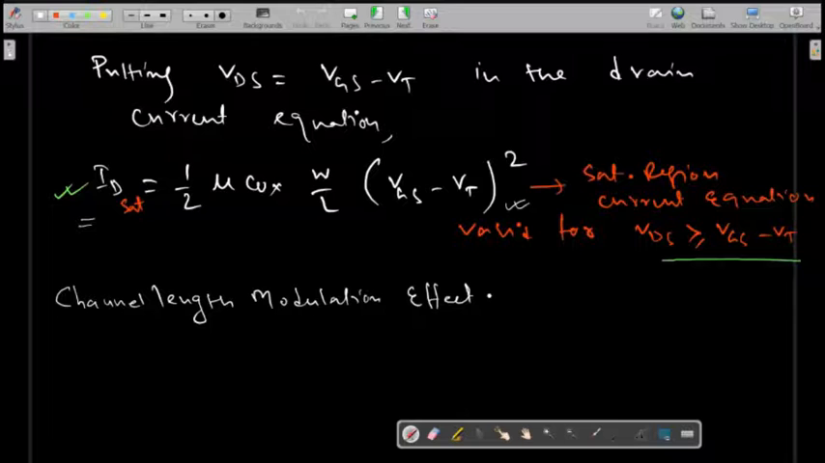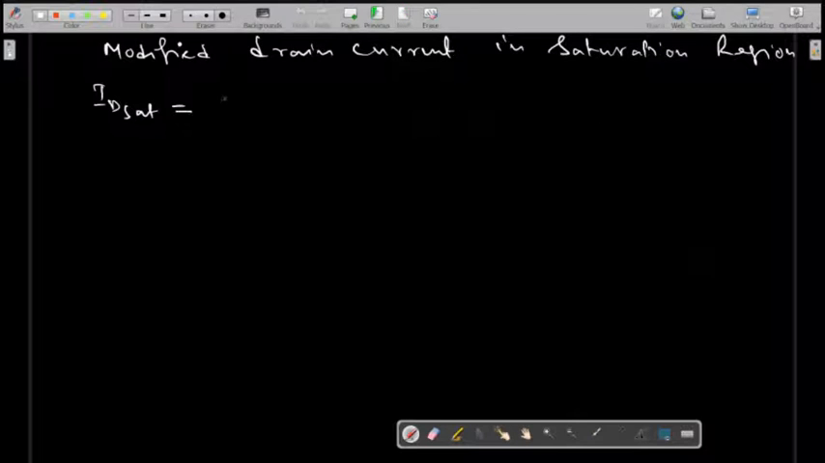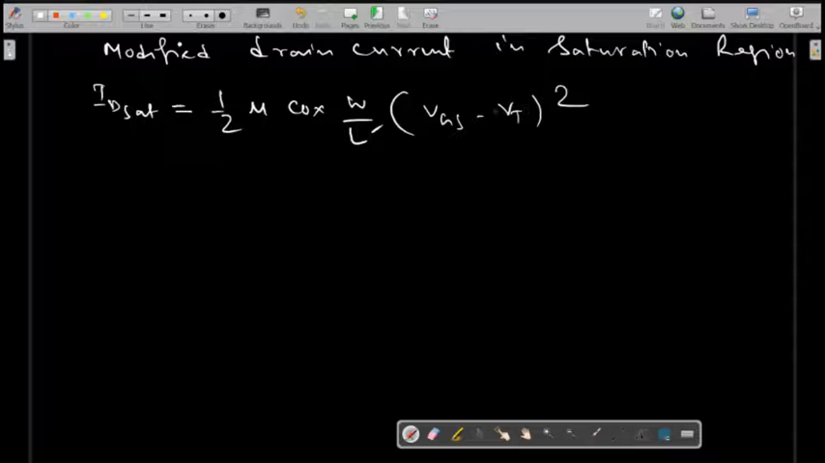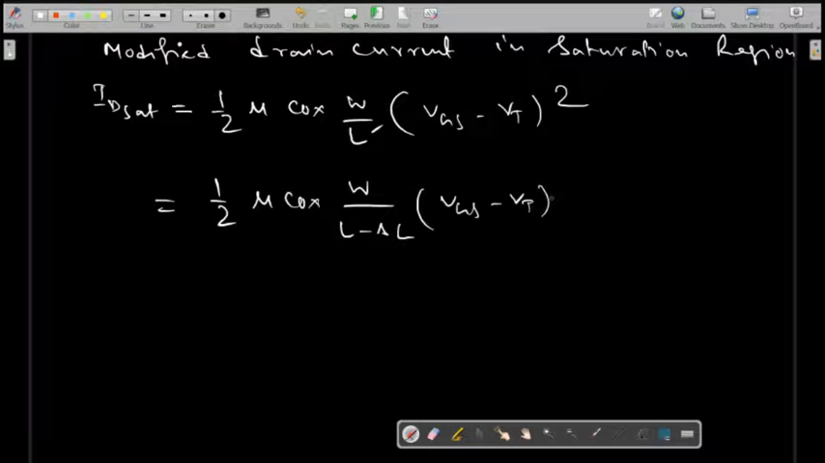Anyone? The L will be replaced by L dash. Yes, so L will be replaced by L dash. Good. So it is half of mu COX W by L dash into VGS minus VT square. Okay, so we can simplify it. Mu COX W by L dash, where L dash means L minus delta L, into VGS minus VT square.